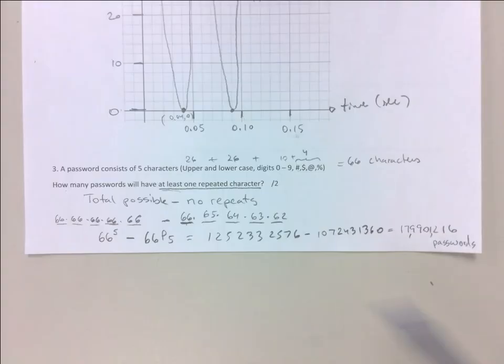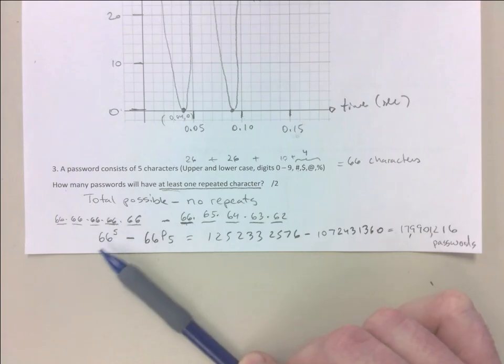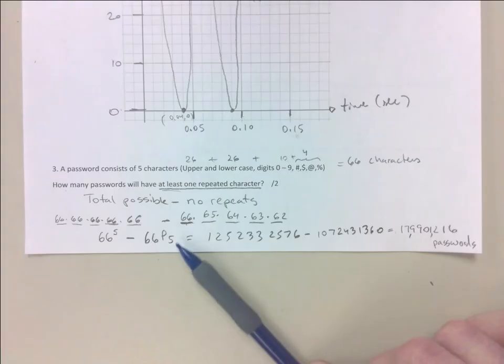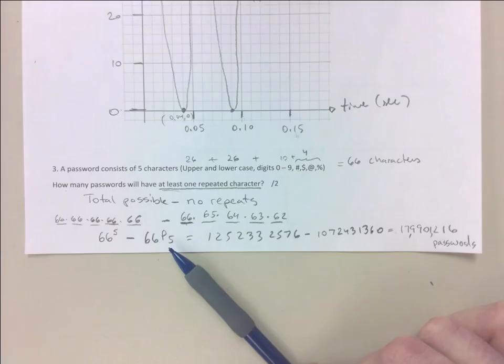The reason why I picked this one is it combines. So let's say all this question would have asked you for is how many passwords are possible, no restrictions. It would have been 66 to the power of 5. If this question had said, how many passwords are possible without repeats? This would have been it. That would have been your answer.